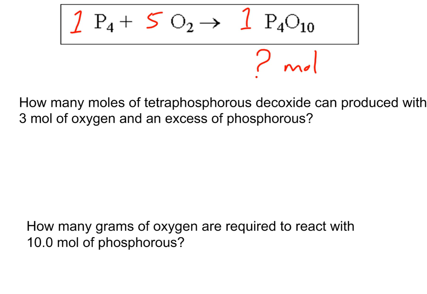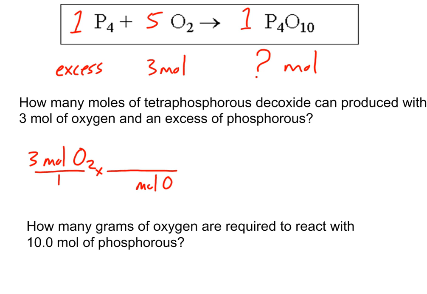And I know that I start with 3 moles of oxygen, and I have an excess of the phosphorus. Okay, so we're going to use dimensional analysis in our stoichiometry here. We're going to start with our 3 moles of the O2, put that over 1. And again, I know that I'm going to want to put moles of O2 on the bottom. We're going to use the balanced equation then to convert from moles of O2 to moles of our product.